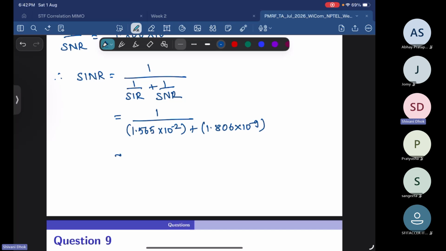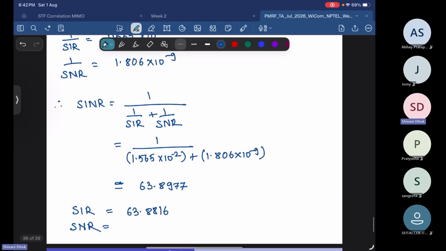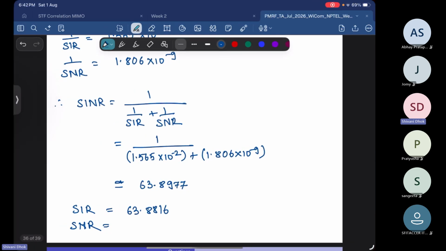Yeah, okay, so this turns out to be equal to 63.8977. So your SIR, which we had obtained in the previous question, was 63.8816. So now if you compare it, what we are able to see is your SINR and SIR, these are comparable.